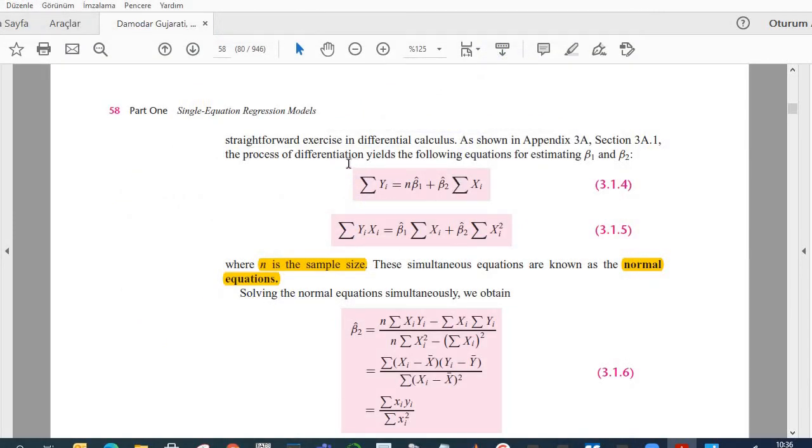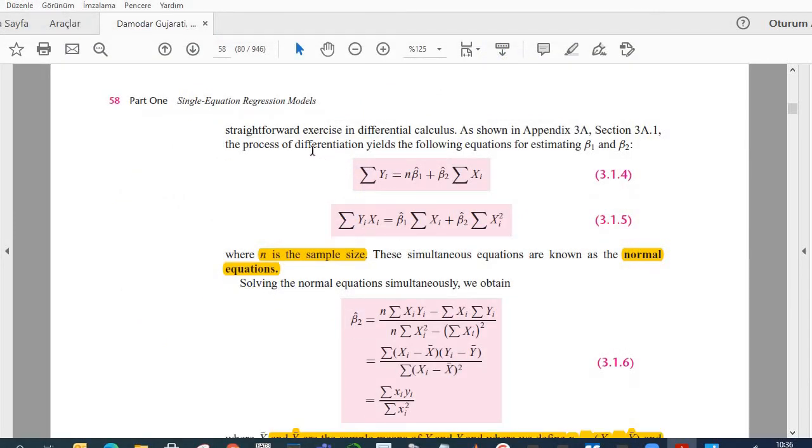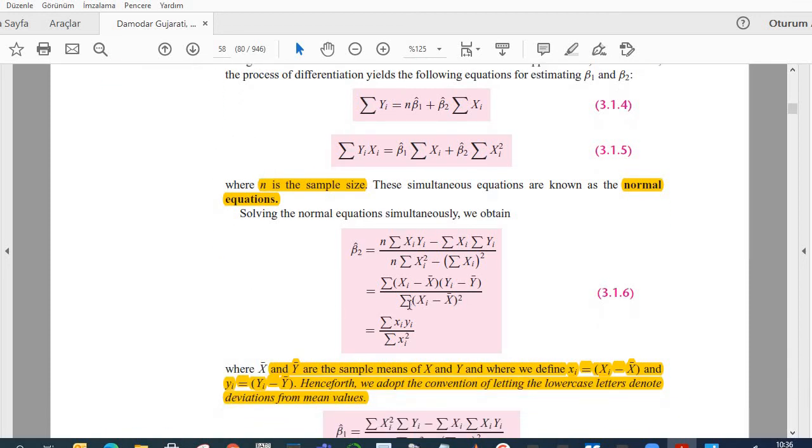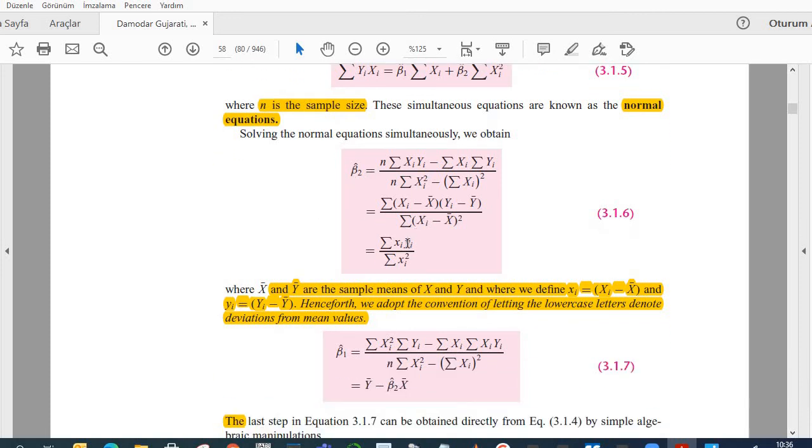By using this methodology, we will obtain these two normal equations. From these normal equations, you can derive the beta 1 and beta 2 formulas. So this is the beta 2 formula and this is the beta 1 formula.